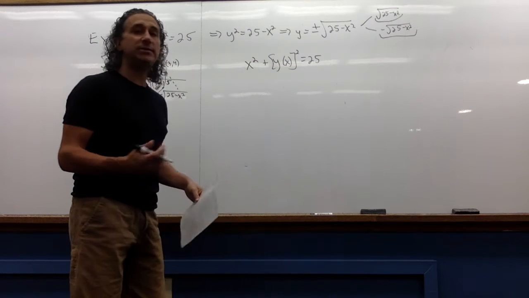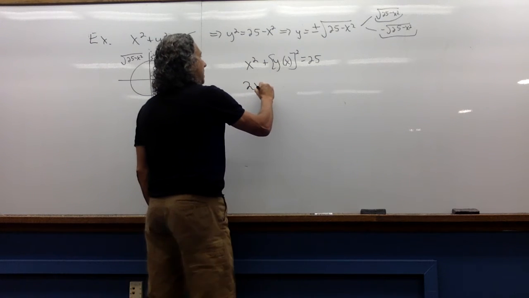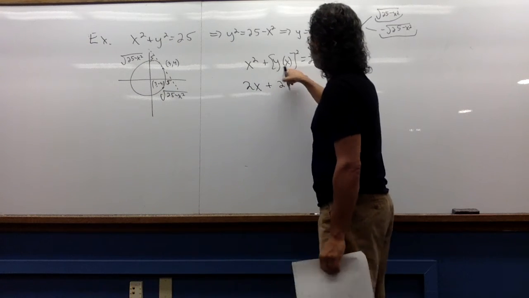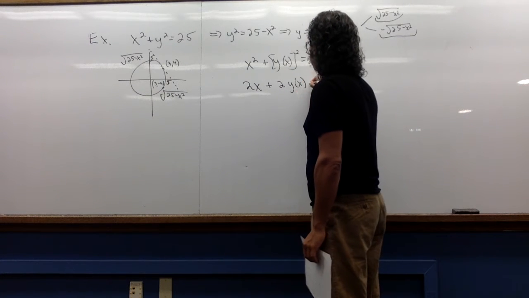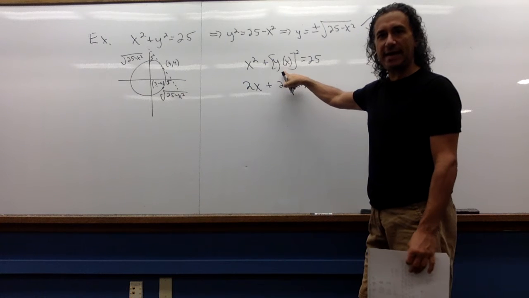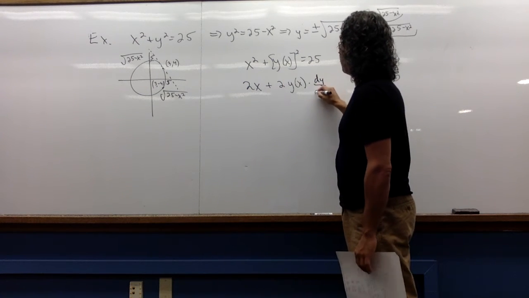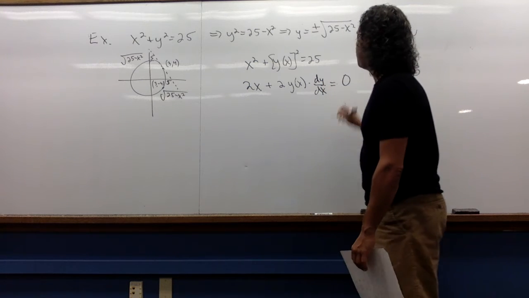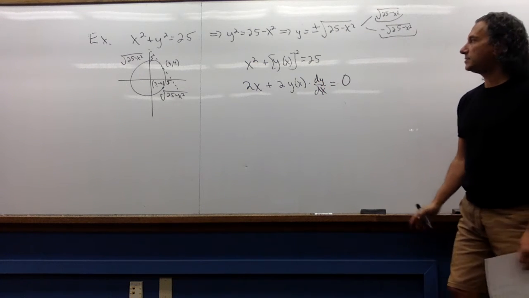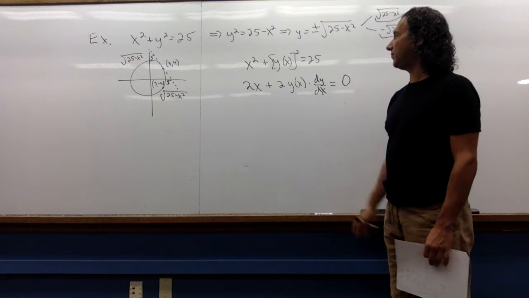How do I do that? I just use the chain rule. This becomes 2x plus 2 times y of x times the derivative of the inside. Now, again, I don't know what function it is, and at the moment, I don't really care. So this is just taking the derivative using the chain rule.